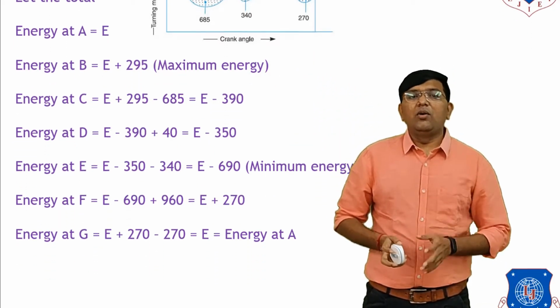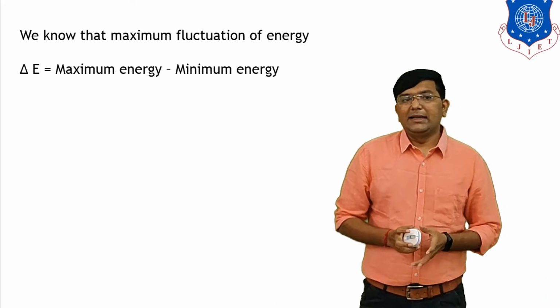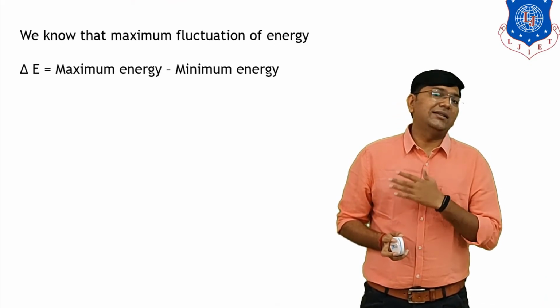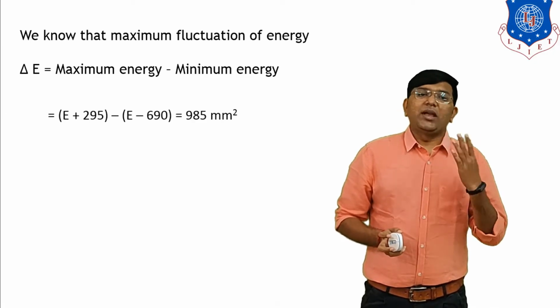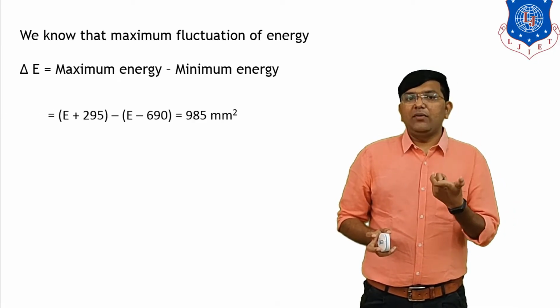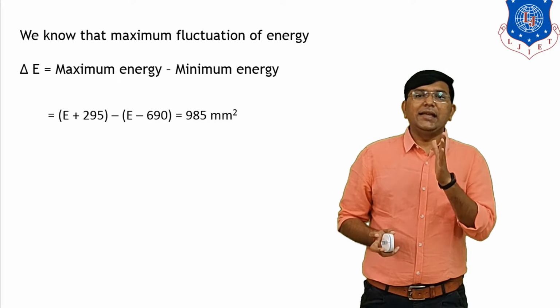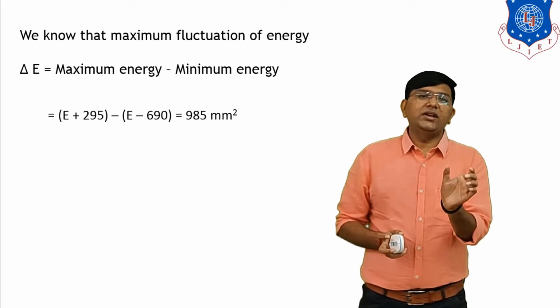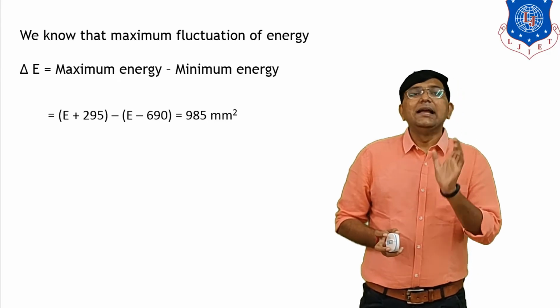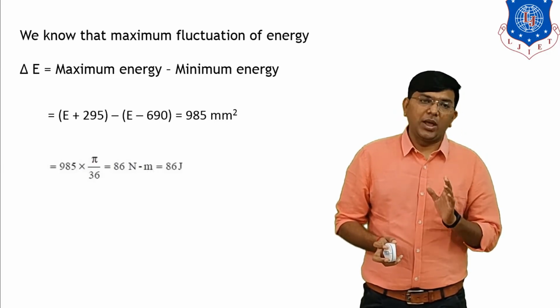Clear? So you have to find out delta E. Now we know that maximum fluctuation of energy delta E is equal to maximum energy minus minimum energy. So maximum energy is E plus 295 and minimum energy is E minus 690. Now you have to simplify this equation and you get the answer, that is 985 mm square.